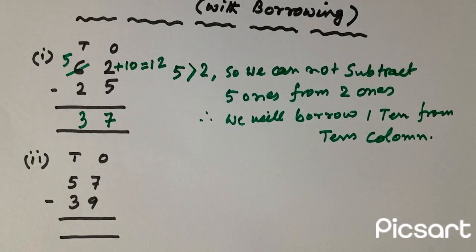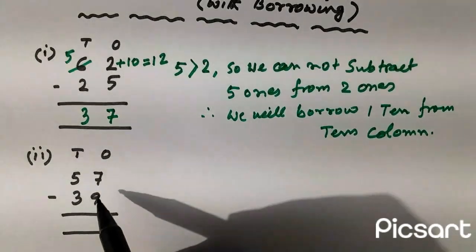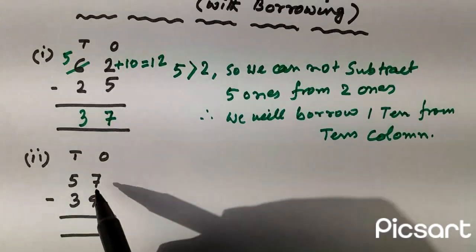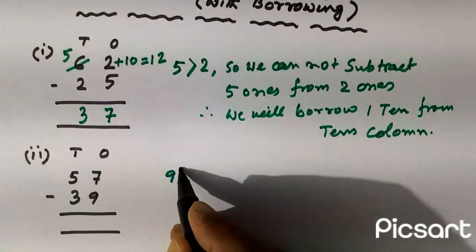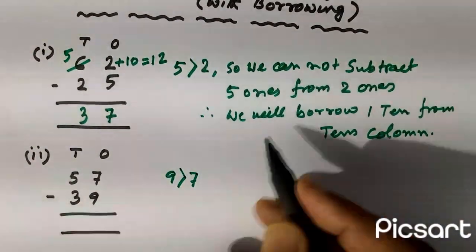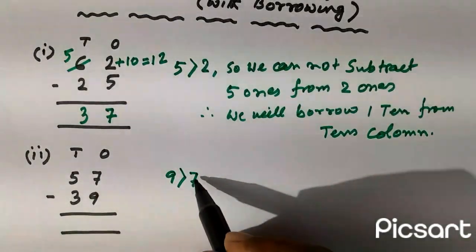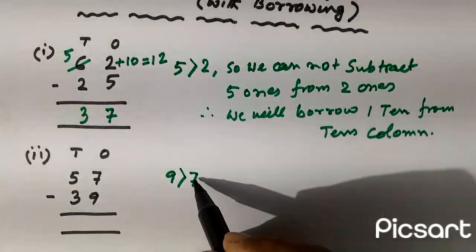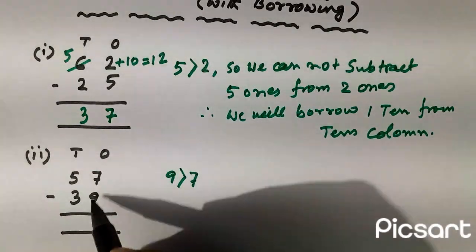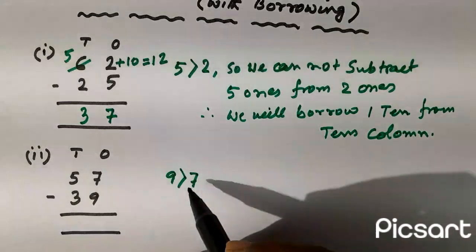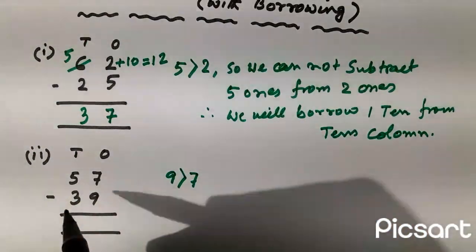In the same way, here also 9 is bigger than 7. So we'll follow the same process here. Since 9 is bigger than 7, we cannot deduct 9 from 7. So what we will do, in the same way, we will borrow 10.